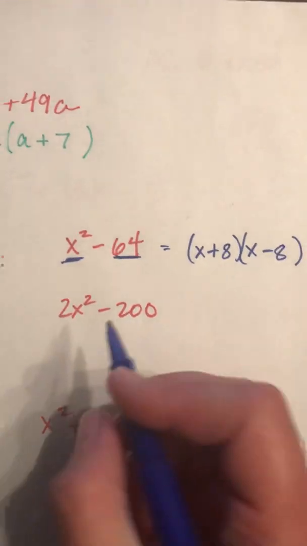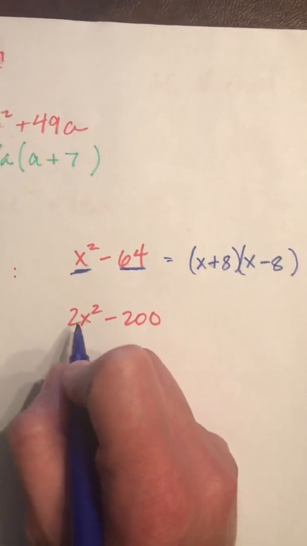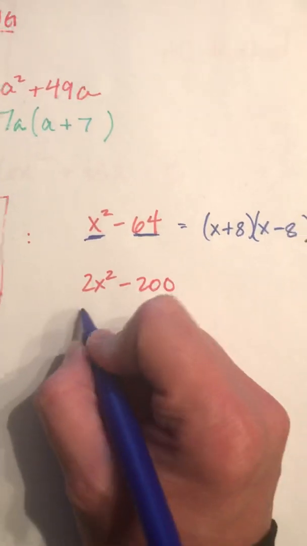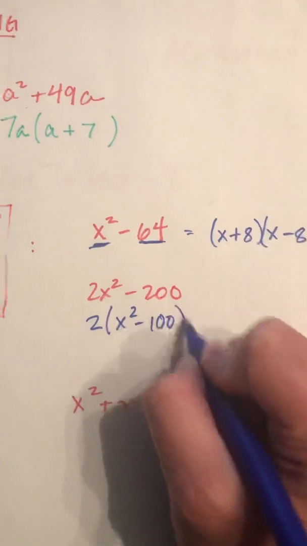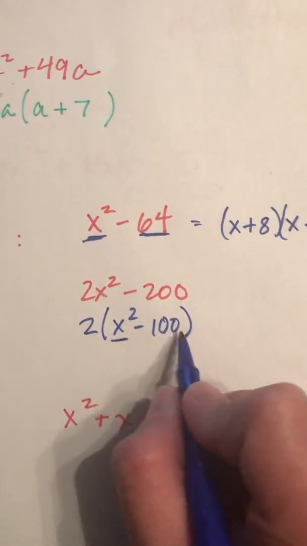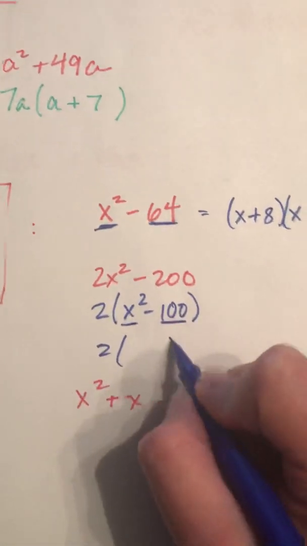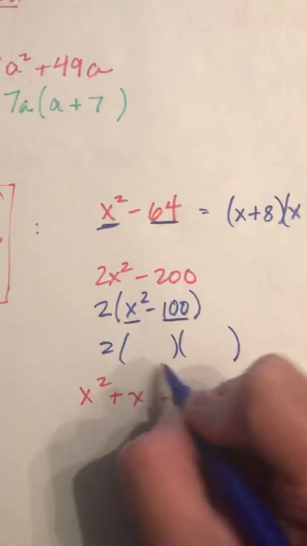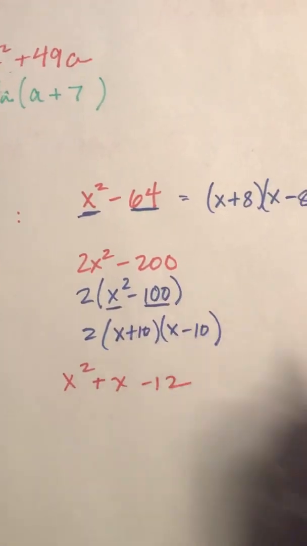On the next example, I'm going to show you that first you always want to look for a GCF. It doesn't look like a difference of two squares because 2 is not obviously a perfect square. But remember your first rule of factoring: factor out a common factor, the GCF. If you factor out that 2, you might now notice this x squared and this 100 are both perfect squares. So the 2 kind of comes along for the ride, but now you can factor this x squared minus 100 into x plus 10 and x minus 10.